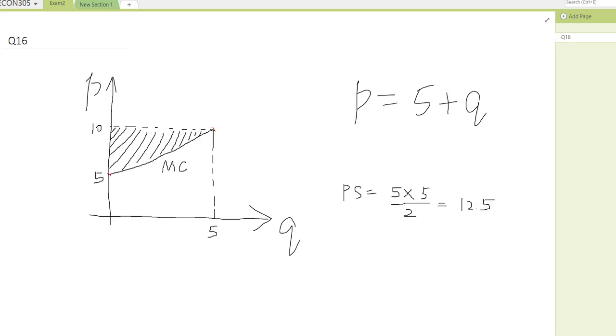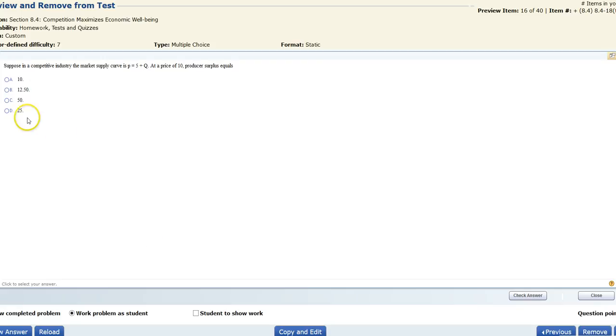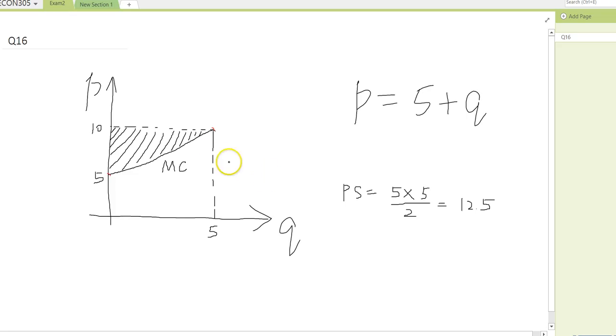So now let's go back to the setup, choose this answer, and check our answer. Your input is correct. So again, for this type of question, producer surplus, consumer surplus, deadweight loss, I think it's a good idea to draw a graph, and so you can see very clearly what you are trying to calculate.